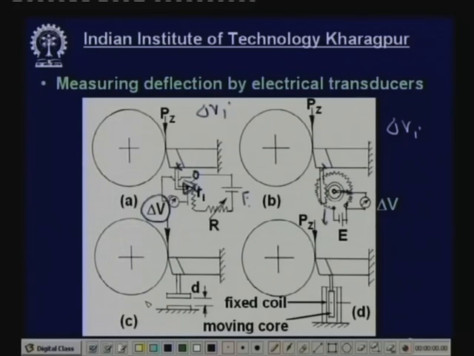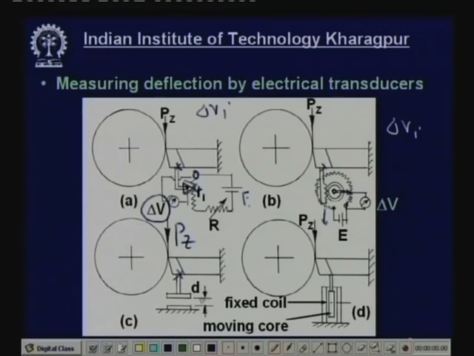It can be an inductive pickup, it can be a capacitive pickup type. This one shows the capacitive pickup type. How does it work? This is a cutting tool. On this is fixed a plate, and there is another plate fixed at the bottom with a gap D. They are filled with air or any dielectric medium. So the deflection due to the cutting force Pz will cause a change in the gap D.